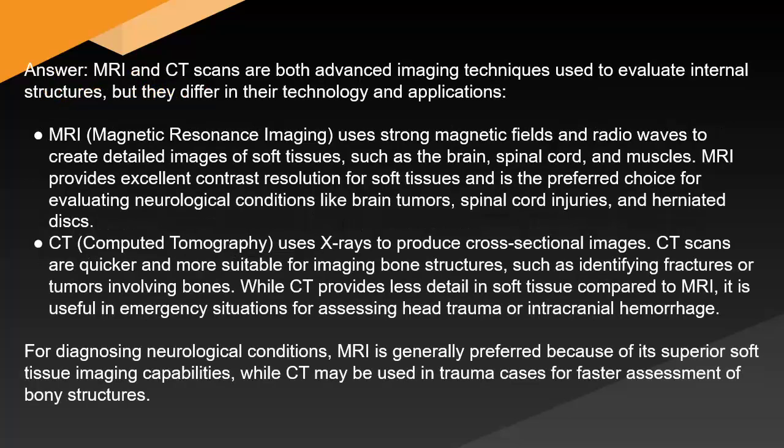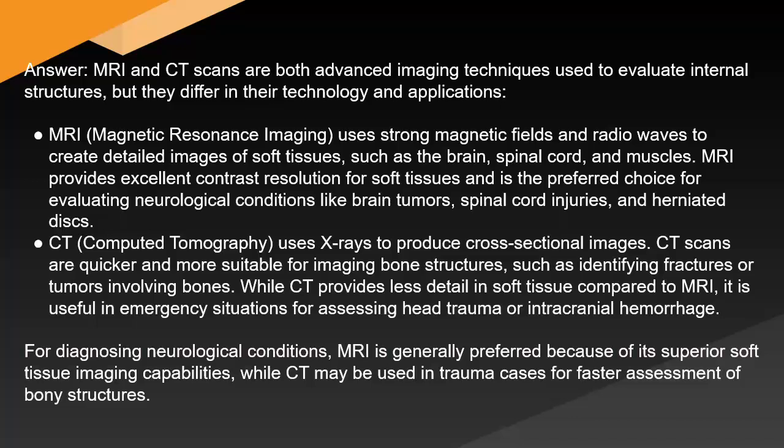Answer: MRI and CT scans are both advanced imaging techniques used to evaluate internal structures, but they differ in their technology and applications. MRI, magnetic resonance imaging, uses strong magnetic fields and radio waves to create detailed images of soft tissues such as the brain, spinal cord, and muscles. MRI provides excellent contrast resolution for soft tissues and is the preferred choice for evaluating neurological conditions like brain tumors, spinal cord injuries, and herniated discs.